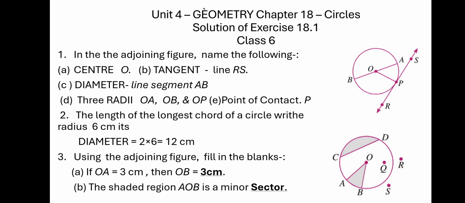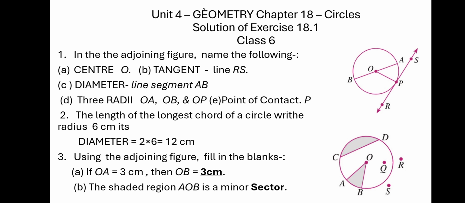Second question, the length of the longest chord of a circle with radius 6 cm is its diameter, that is 2 into 6, that is 12 centimeter. So the longest chord is the diameter, and therefore its length is double the radius. So 2 into 6 is 12 centimeter.